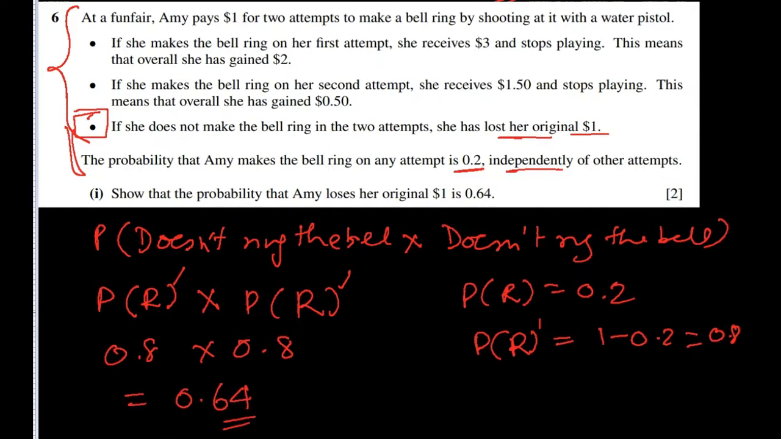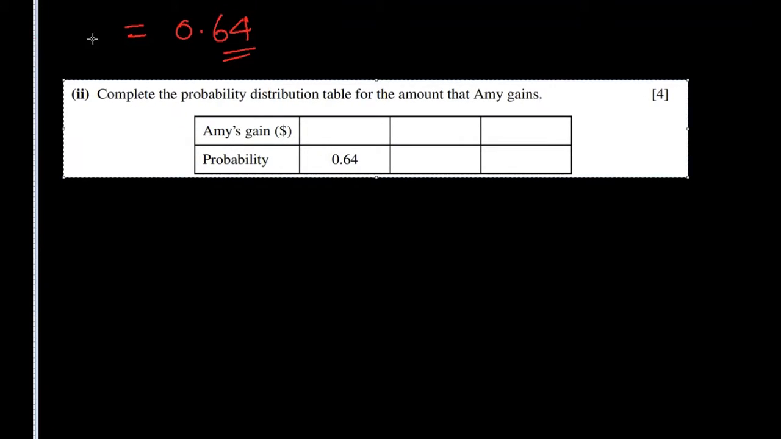Let's move on to the second part. Complete the probability distribution table for the amount Amy gains. Okay, so since they are talking about gains, here she's not gaining anything, it is losing 1, so it will be minus 1, right? Then if she gets the first attempt correct, she will gain $2. Yes or no? But when she gets the bell ringing at the second attempt, she gains $0.5.